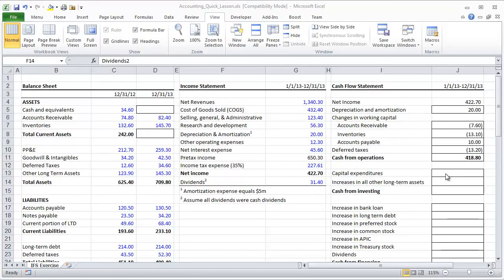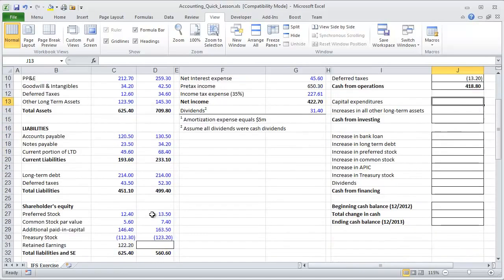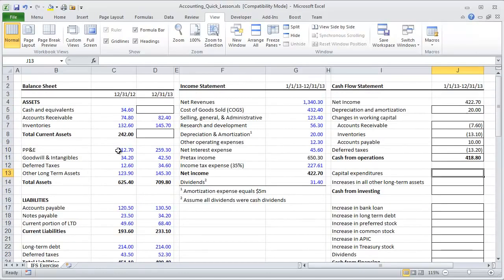Okay, we now turn to cash from investing activities. At this point, we have an interesting question, which is that we don't really have a disclosure for what the company's capital expenditures are. But what we do have is a balance sheet that shows us that property, plant, and equipment is going up by roughly $47 million during the year. And so the question becomes, is that sufficient information to back into capital expenditures?